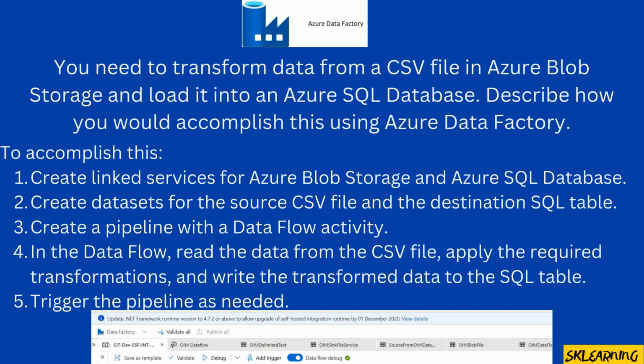To accomplish this, create linked services for Azure Blob Storage and Azure SQL database. Create datasets for the source CSV file and the destination SQL table. Create a pipeline with a data flow activity. In the data flow, read the data from the CSV file, apply the required transformations, and write the transformed data to the SQL table. Trigger the pipeline as needed.